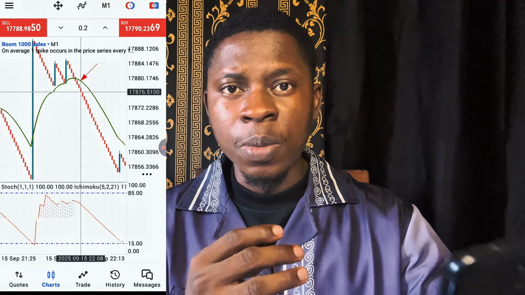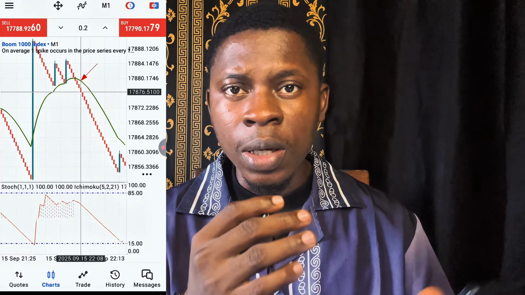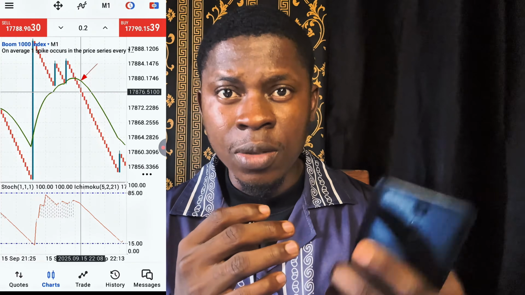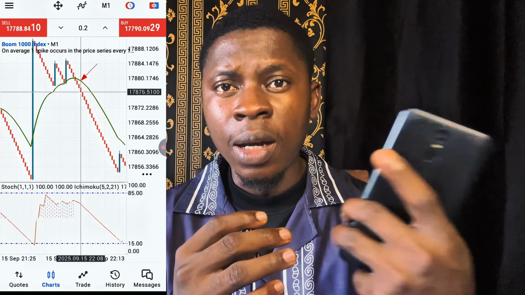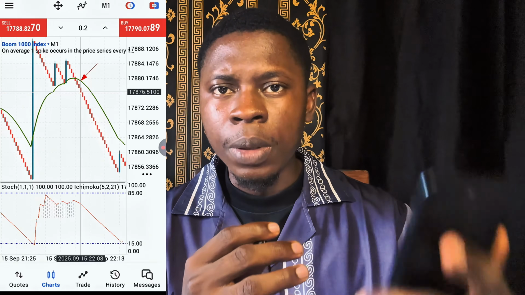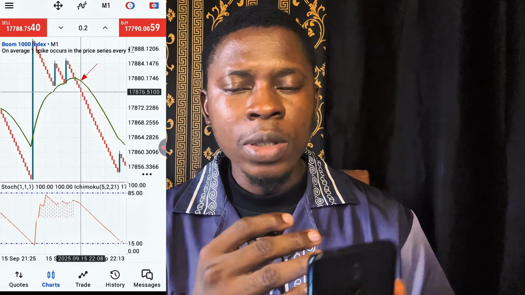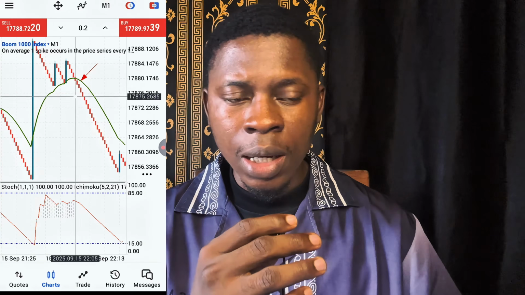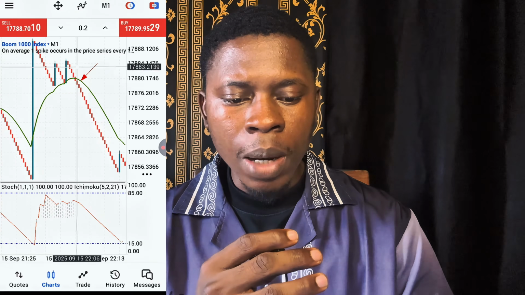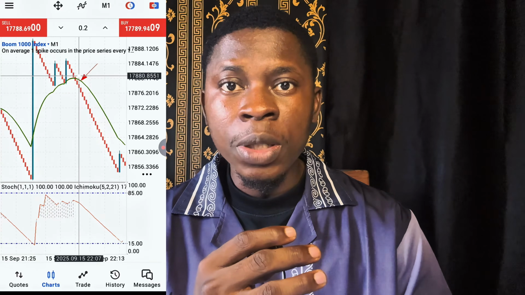If you're catching the spikes, you want to make sure that you only place your entry at a position whereby the chances of the spike coming into the market are really, really high. That's when you go in and place either a buy or a sell. Since we are on Boom index, we are trading the candles. So you want to do this at a position whereby the chances of the spike coming in are really, really low.